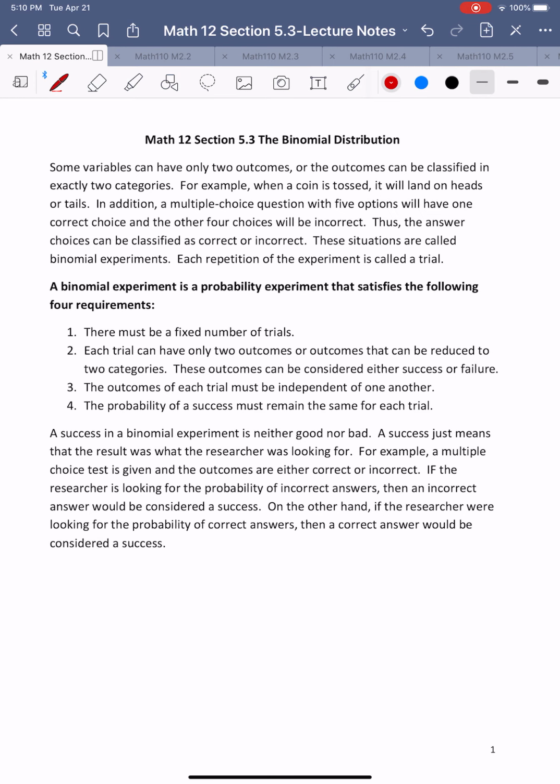Hello class, this is section 5.3, the binomial distribution.